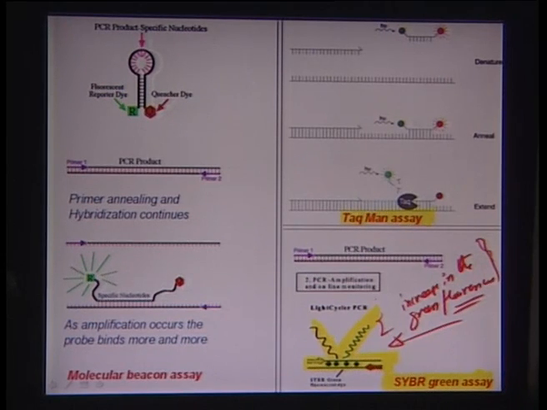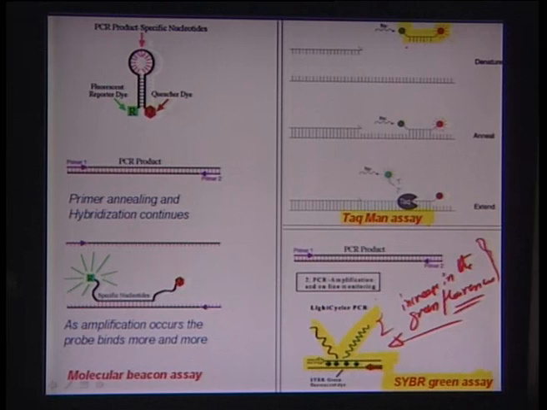And essentially this is again based on a very simple principle. You design a primer in a manner that you have, let's say, a fluorophore F1 and a fluorophore F2, and this is based again on the principle of FRET, fluorescence resonance energy transfer. Alright. The way it works is the following.